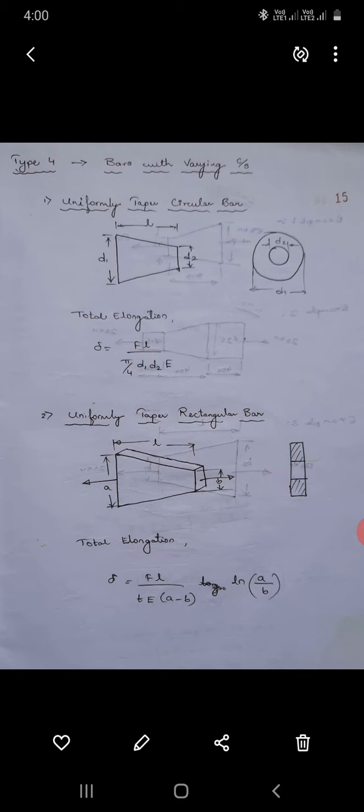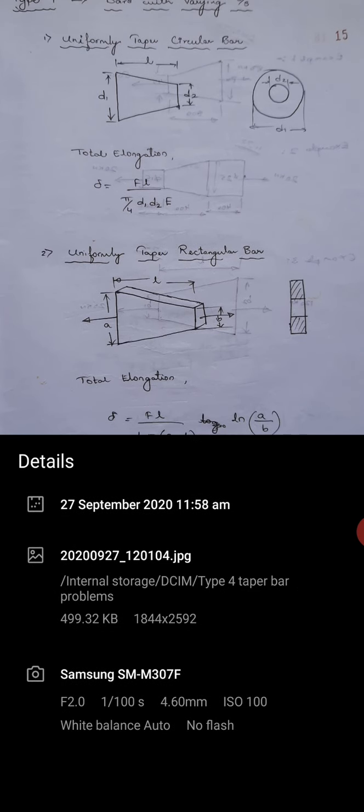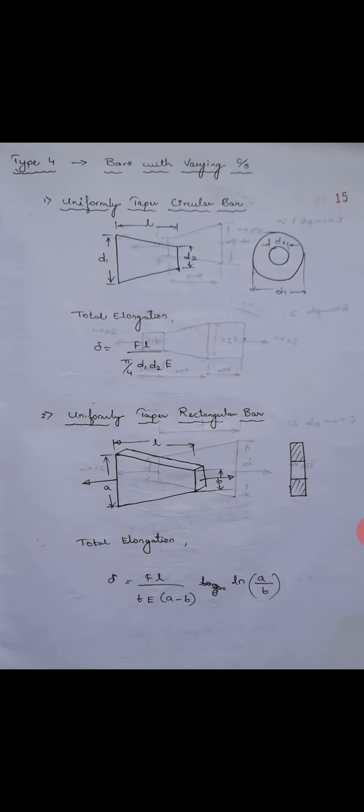So we have a formula for this to find elongation of such bars. So total elongation equals delta L equals F into L, where F is the force being pulled, L is the length of the taper, upon pi by 4 into D1, that is bigger diameter, into D2 smaller diameter, into the Young's modulus of the bar. So this is for the uniformly tapered circular bar.